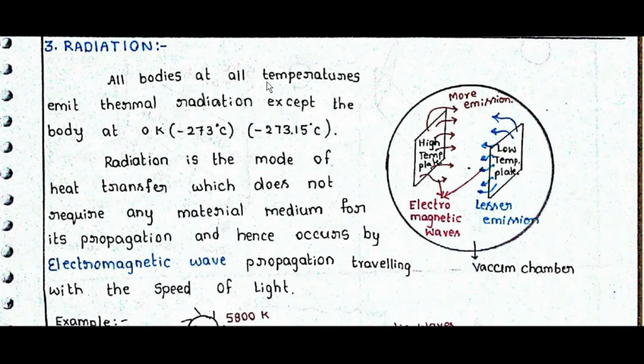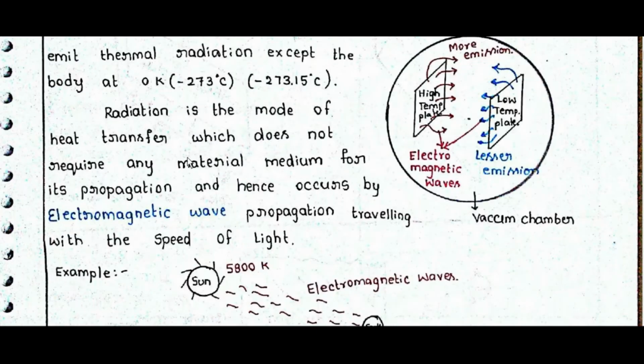Radiation. All bodies at all temperatures emit thermal radiation except the body at 0 Kelvin, minus 273.15 degrees centigrade. Radiation is a mode of heat transfer which does not require any material medium for its propagation, hence occurs by electromagnetic wave propagation traveling with speed of light.